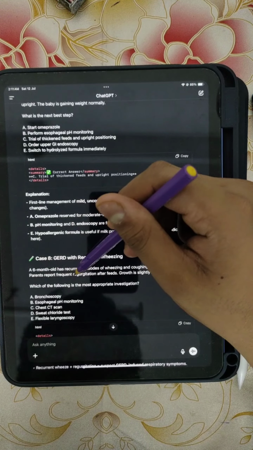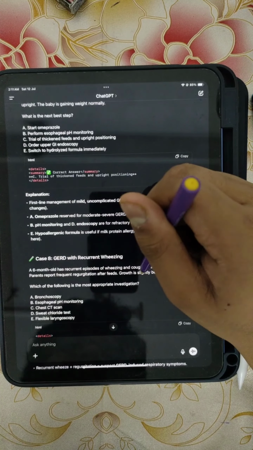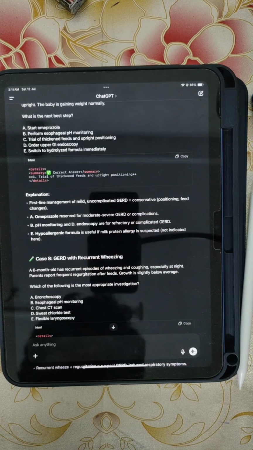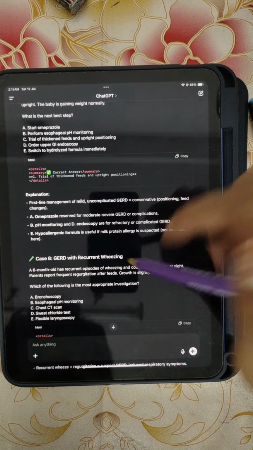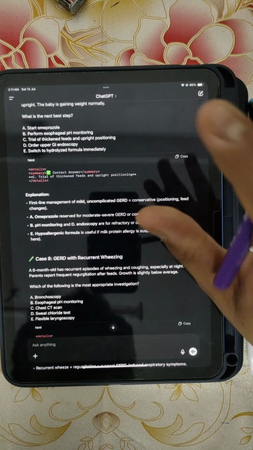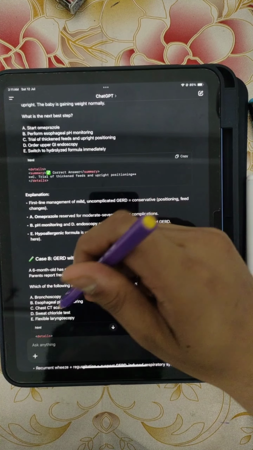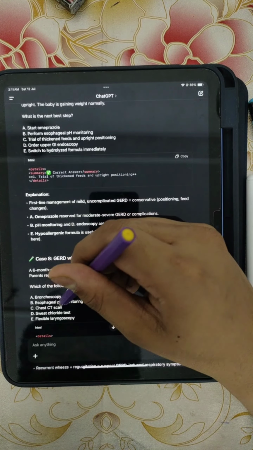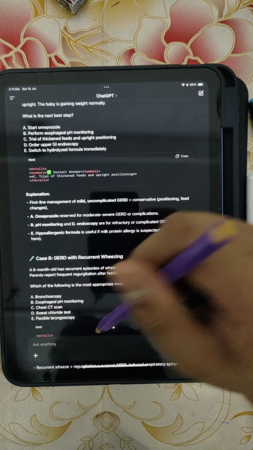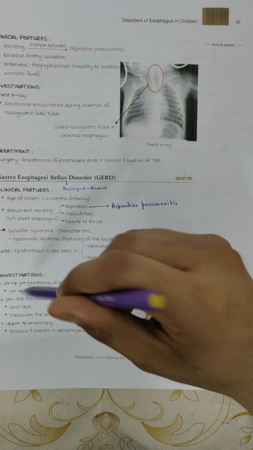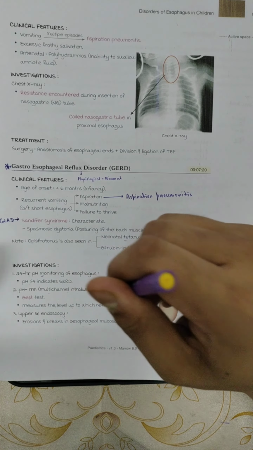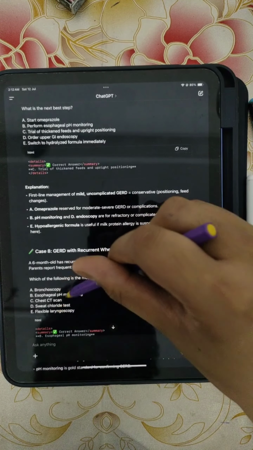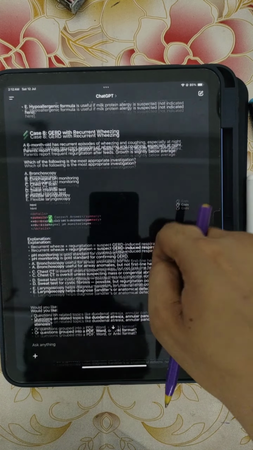A 6-month-old has recurrent episodes of wheezing and coughing, especially at night. The parents report frequent regurgitation after feeds. Growth is slightly below average, so it is a complicated case. Which of the following is the most appropriate investigation? We know it is esophageal pH monitoring. We can do 24-hour pH monitoring or multichannel intraluminal impedance monitoring. We also have endoscopy, but here esophageal pH monitoring is the correct answer.